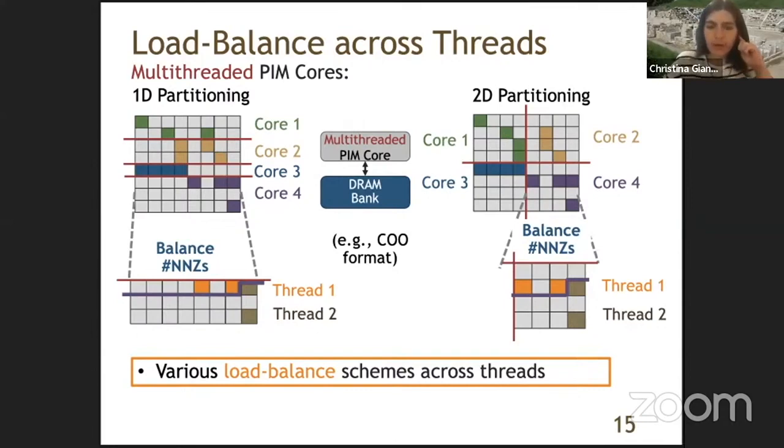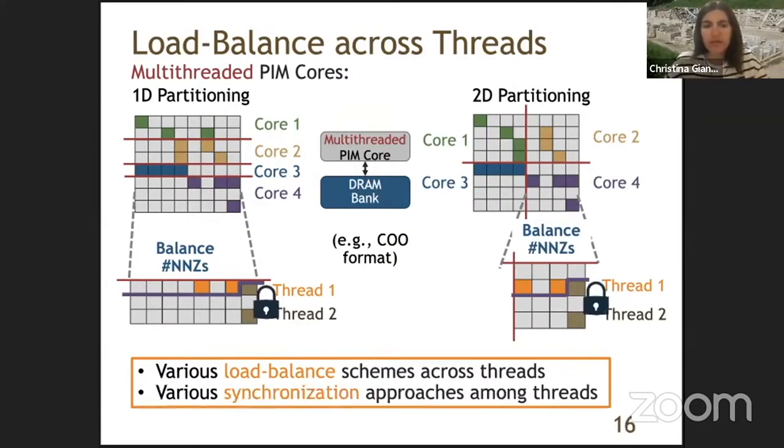In the COO format, as I mentioned in the load balancing across multiple PIM cores, the load balancing across multiple PIM threads can also be performed by splitting one row across two neighboring threads of the same core. And in this case, we need to implement synchronization among the multiple threads of the same PIM core. As a result, SparseP supports various synchronization approaches among multiple threads of a single PIM core.